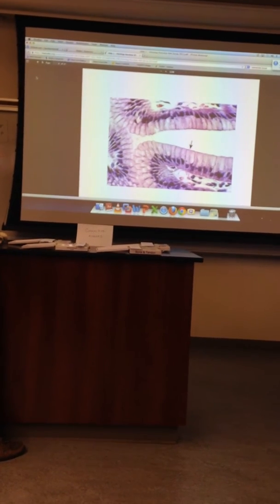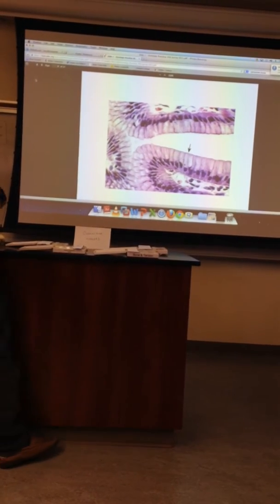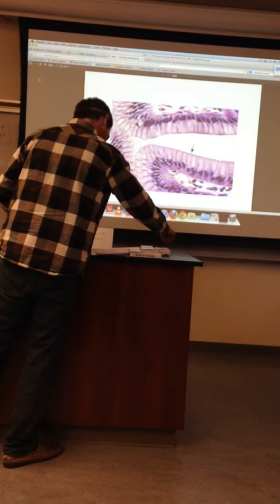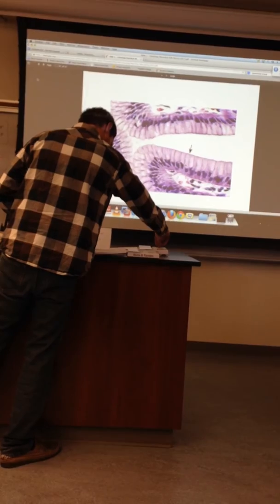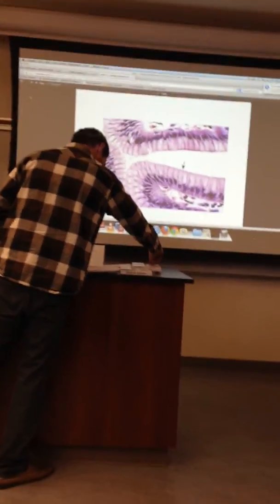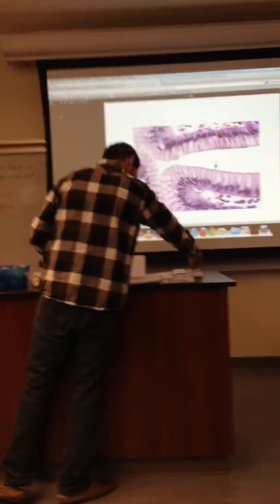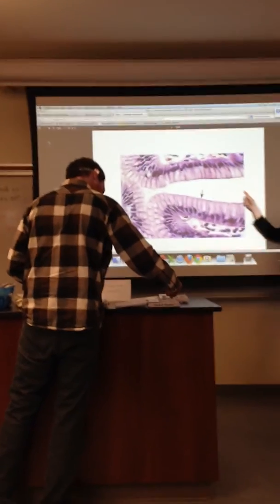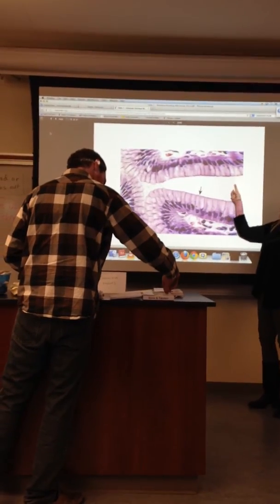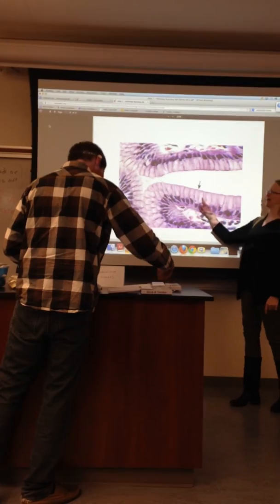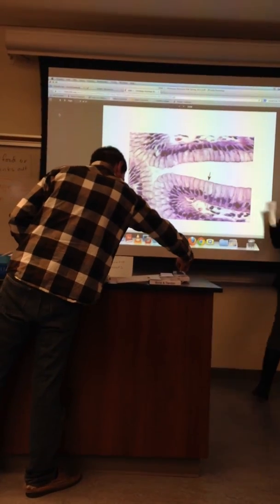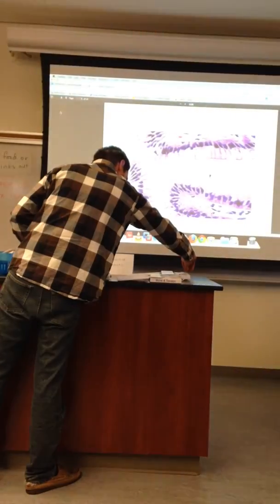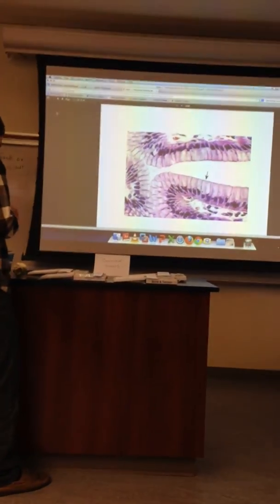Is that an epithelial tissue or a connective tissue? That arrow is pointing at the apical cell surface. The apical cell surface. So then it must be an epithelial tissue. This is the lumen here, the hollow organ. These cells are lining the lumens. What's the name of this tissue? Simple columnar. Good. Simple columnar epithelial tissue.